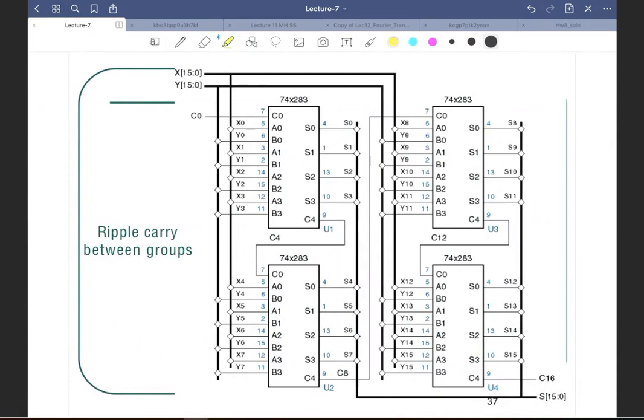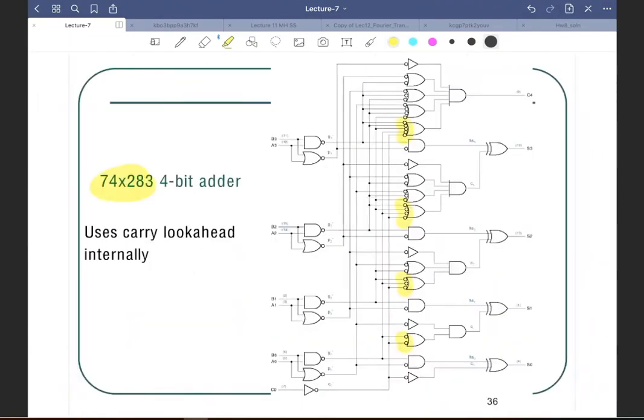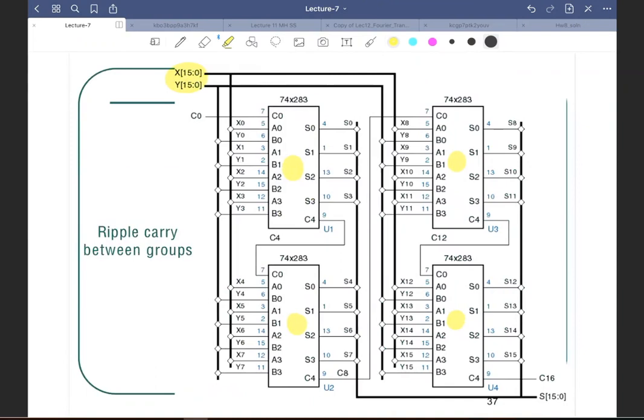Now, if you want to make this into a 16-bit adder, over here, as you can see, this is 16 bits of X added to 16 bits of Y. We are essentially using four 74x283 chips. The 74x283 chip is this. It's a 4-bit carry look-ahead adder. So by using four of those and by daisy chaining the carries between each stage, you are doing a daisy chain for the carry.